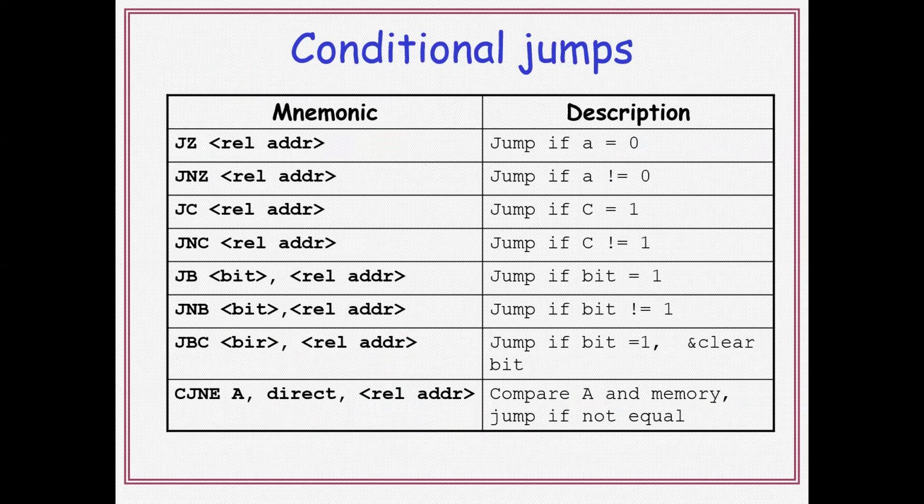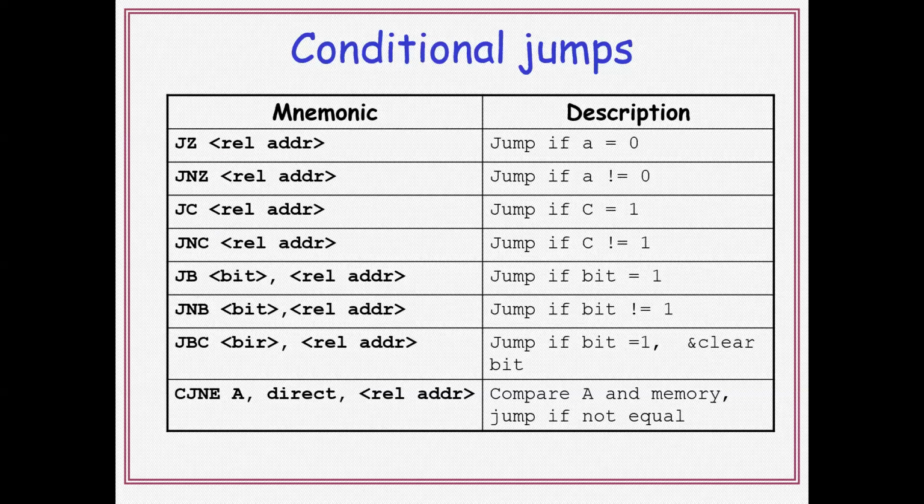And conditional jumps. First one, JZ, jump if zero flag set. JNZ, jump if non-zero. JC, jump if carry, to the relative address. If the condition is satisfied, then go to the relative address. And next, JNC, jump if no carry. JB, jump if bit equal to 1. JNB, jump if bit equal to 0. JBC, jump if bit equal to 1 and clear that particular bit before going to the relative address.